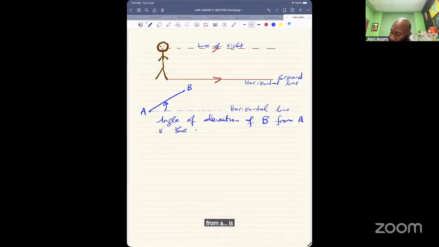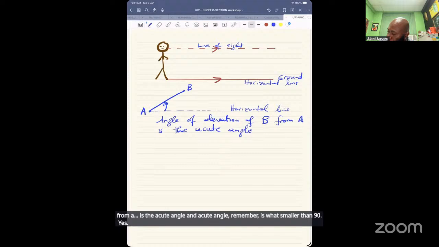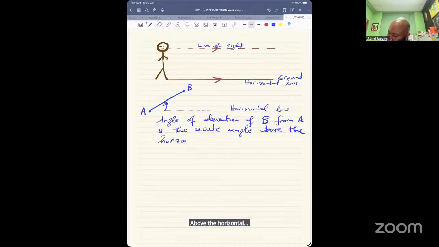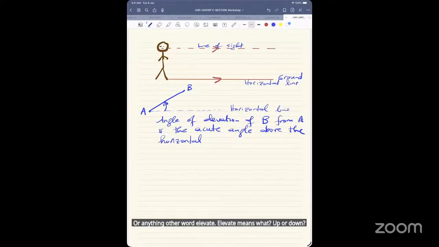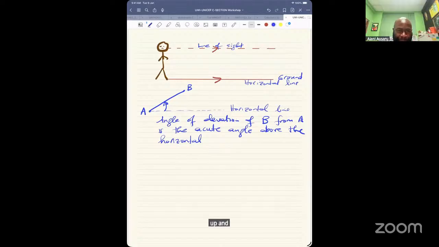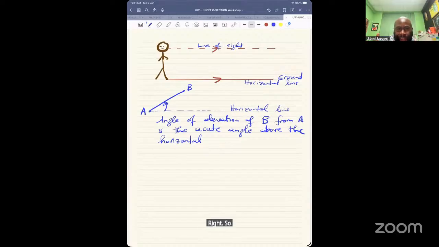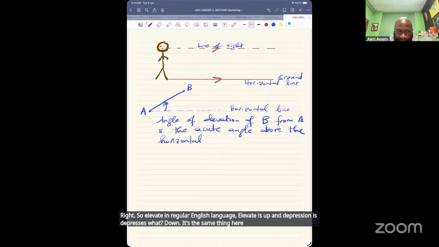is the acute angle. An acute angle, remember, is what? Smaller than 90, yes? Above the horizontal. And when you think of the word elevate, elevate means what? Up or down? Up. And depression means up or down? Down. If you depress, don't you feel down? Right. So elevate in regular English is up and depress is down. It's the same thing here in terms of just making that connection.